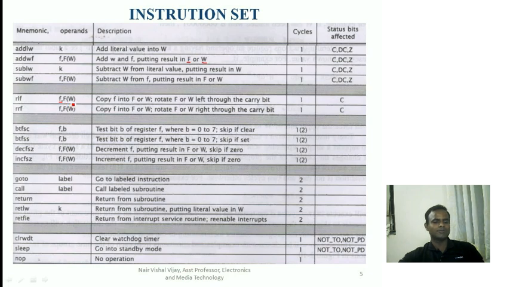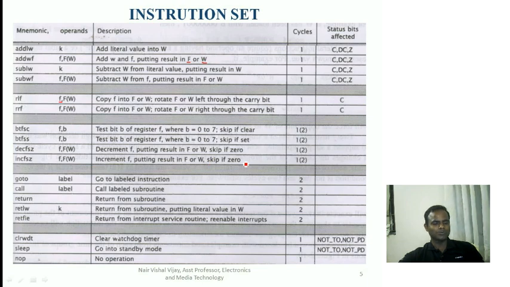Similarly, you have BTFSC, which is to test a bit of a register, whether it is cleared or set. You will skip the instruction if it is cleared. That is, the bit is checked to see whether it is cleared, and you skip the instruction. Now when it is set, if you want to skip the instruction, you have the instruction called BTFSS, test bit B of a register. Now B is any value from 0 to 7. Now the bit level manipulations can be done using these instructions. Similarly, you have DECFSZ, decrement F putting the result in F or W, and skip if it is 0, and INCFSZ, increment F and skip if it is 0.